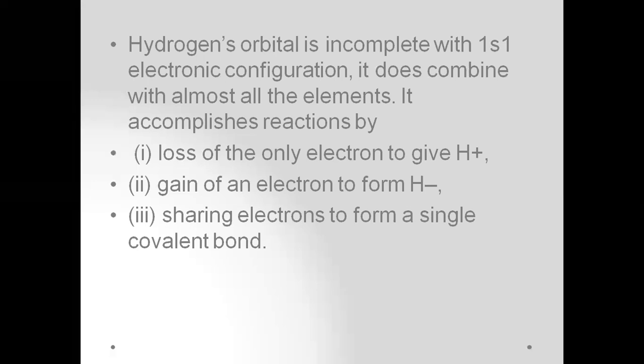Losing one electron, at that time we put a positive sign. Gaining an electron forms H negative, as in the case of LiH, Li being a metal. It just accepts the electron because Li is more reactive and more stable than hydrogen, and it forces the hydrogen to accept that electron. That is why we put H negative whenever hydrogen gains the electron. By sharing the electron with a single bond, we know that atoms combine together by sharing their electrons, and the bond formed is known as the covalent bond.